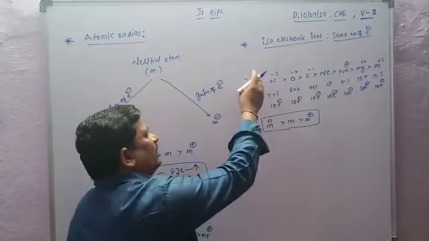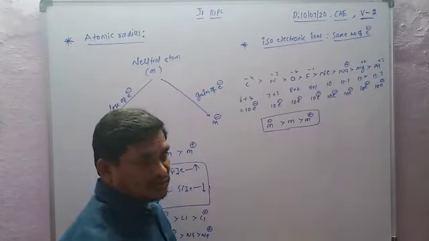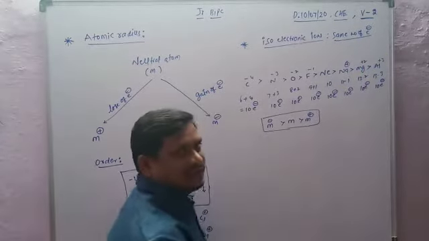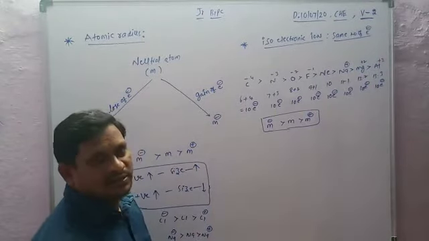More negative charge means more size, and more positive charge means less size. That is the size trend in isoelectronic species.